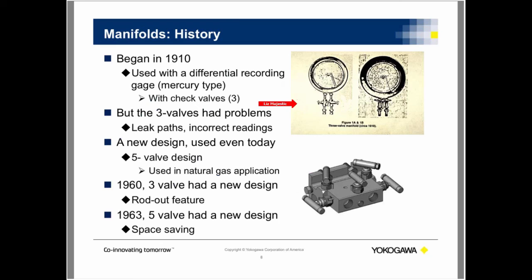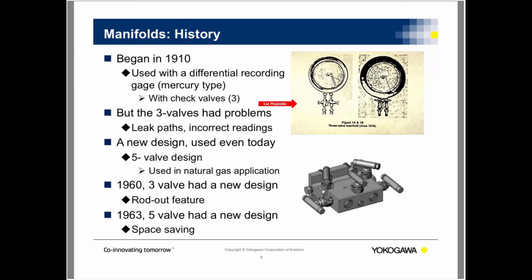Between 1910 and the 1960s, customers and manifold companies were basically trying to improve that design. In the 1960s, they came up with a 5-valve design, which we'll talk about later in the PowerPoint, but it had a different configuration to allow for the measurement not to be affected.